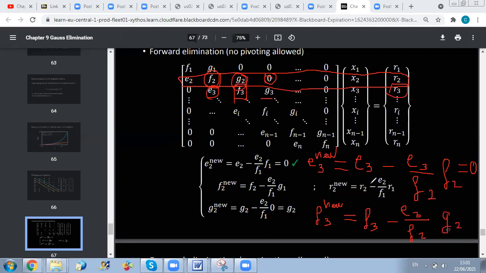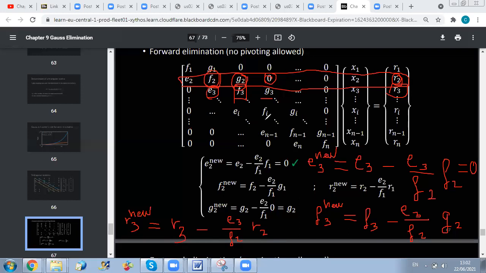Okay, and now the same for R. For R3 new, it is equal to R3, sorry, minus E3 over F2 times the element in the pivot equation just above it, which is R2. So now you can deduce a general way, a general formulation for any element.